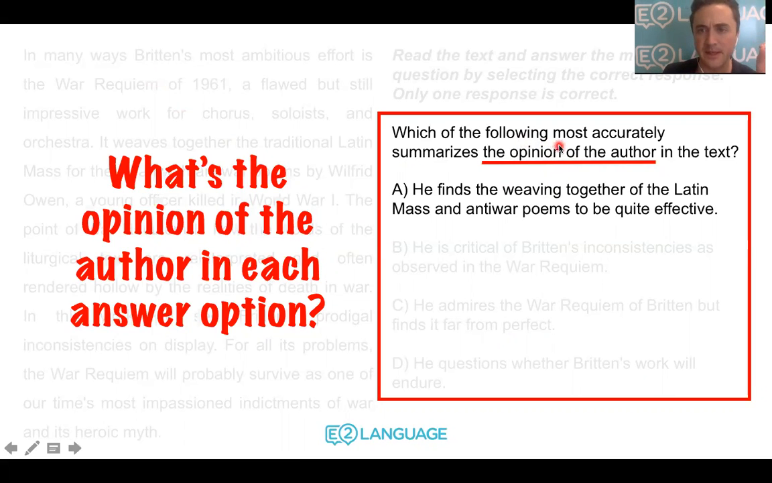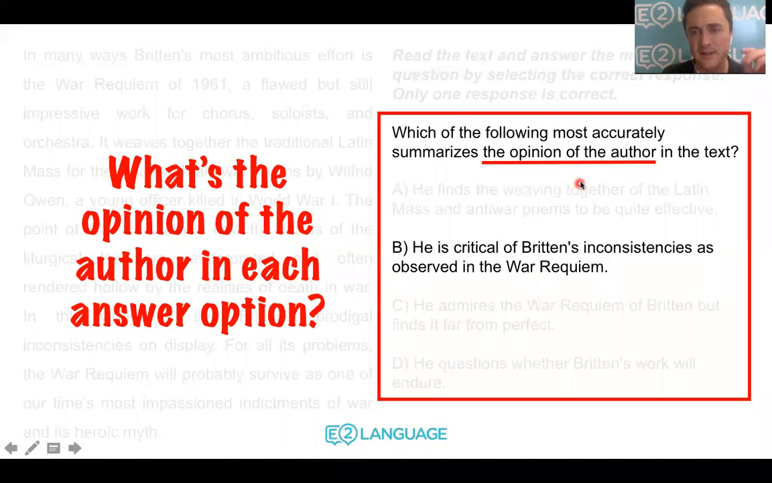Okay, so we want to connect this question prompt with the answer options, and we're looking particularly at an opinion. So we're trying to find in here what the opinion of the author is. It says, he finds the weaving together of the Latin mass and anti-war poems to be quite effective. The key words here are quite effective. That's his opinion. He feels or thinks that they're quite effective, okay? We'll look at the text in a second, but first we're connecting these two together. Let's look at the next one.